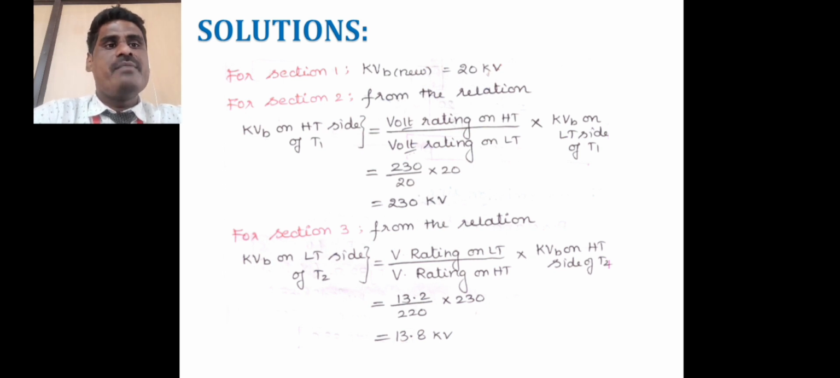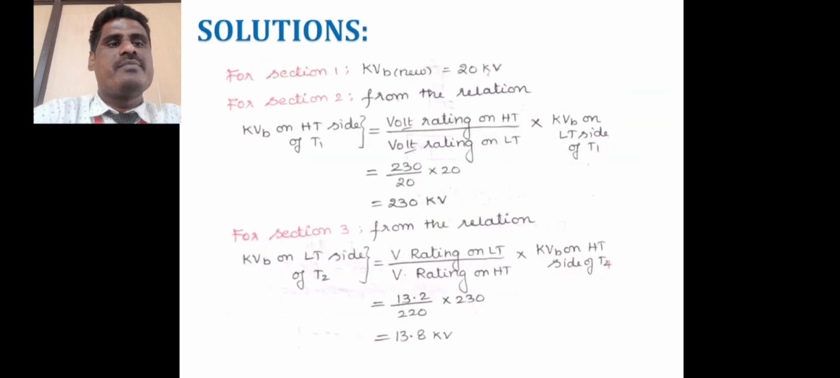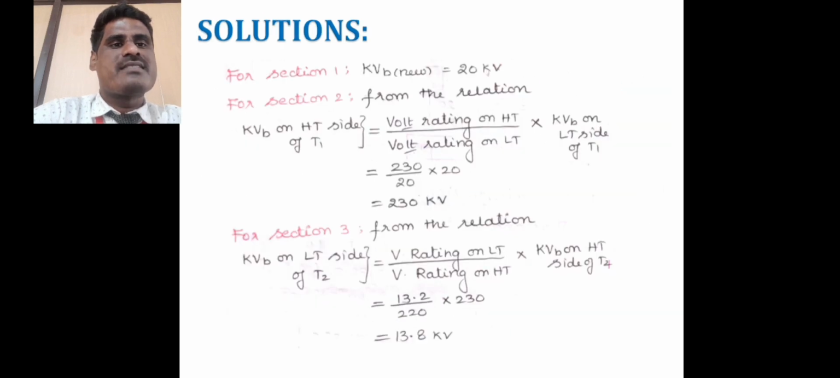into kVb on LT side of T1. So, voltage rating on HT divided by LT, that means actually in this section 230 divided by 20. Please see the transformer 1 values: 20 kV, 230 kV, 350 MVA and 10%. So, same as that, HT divided by LT means 230 divided by 20 into kVb on LT side of transformer 1. Already calculated the value for section 1, kVb new value is 20 kV.